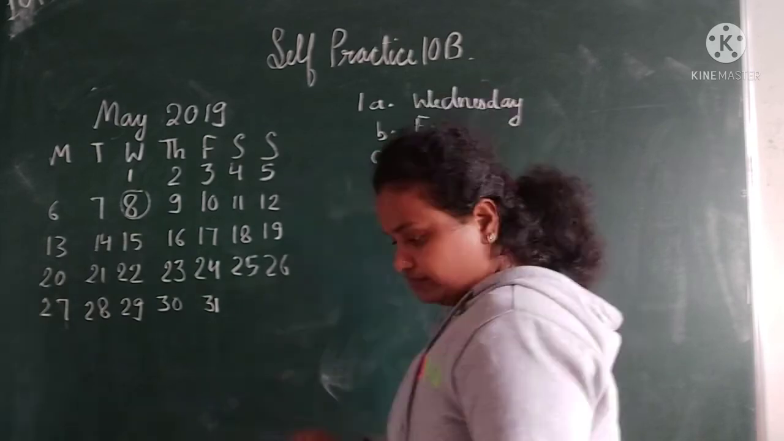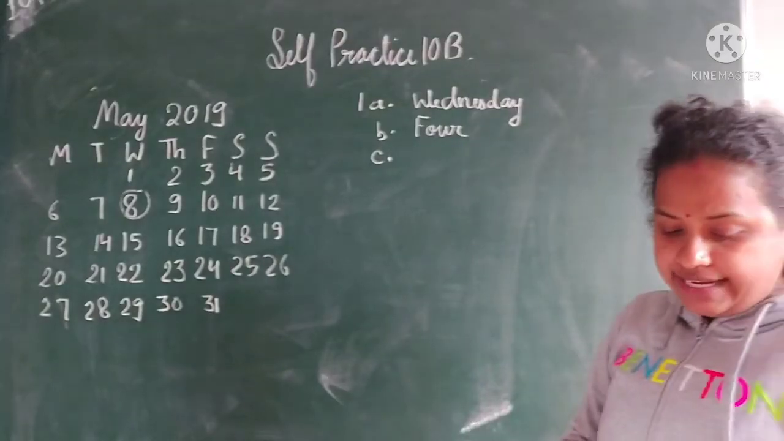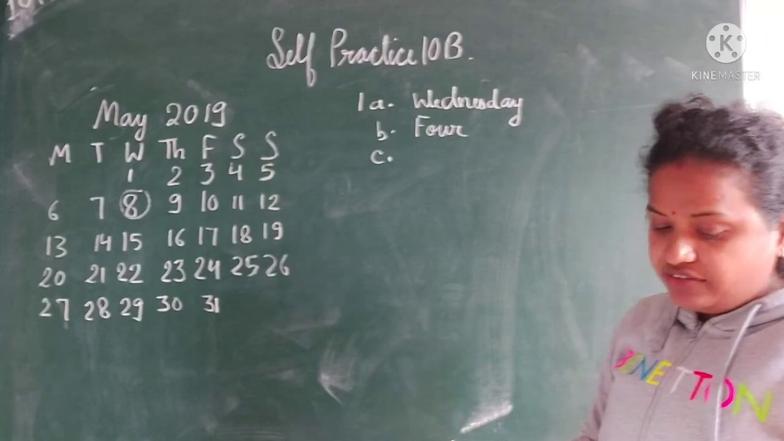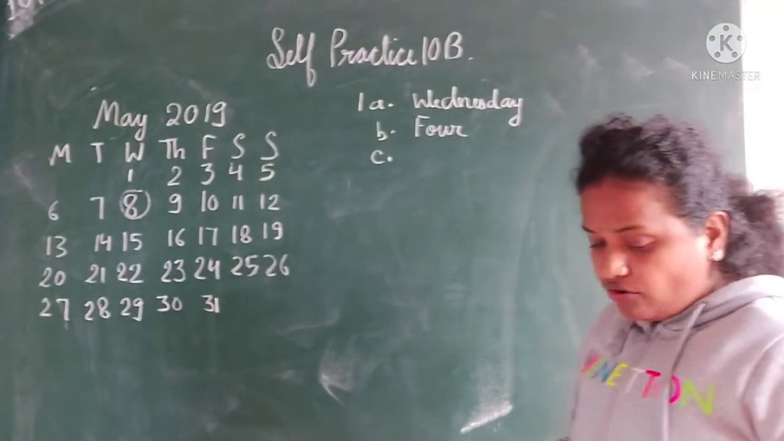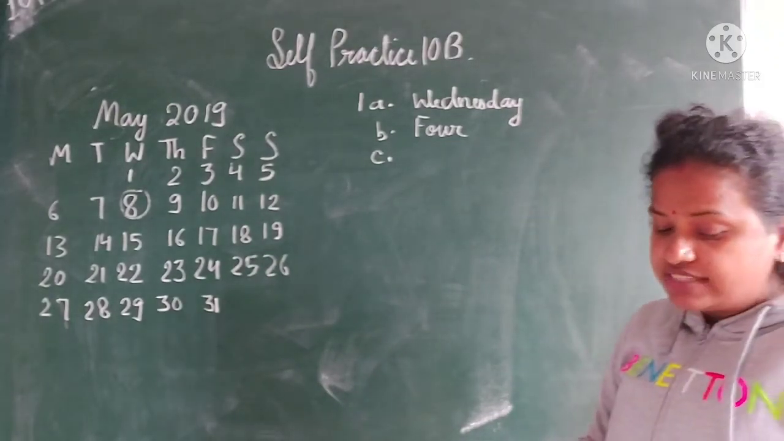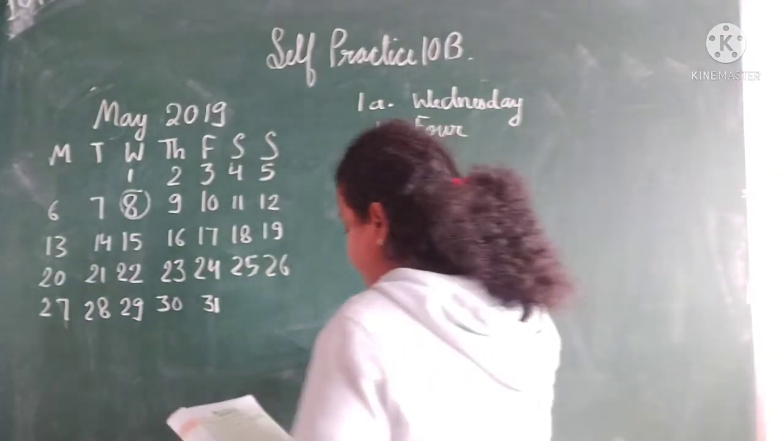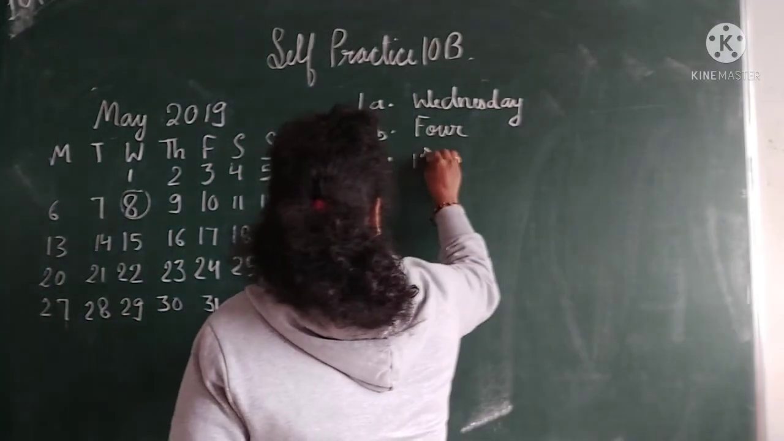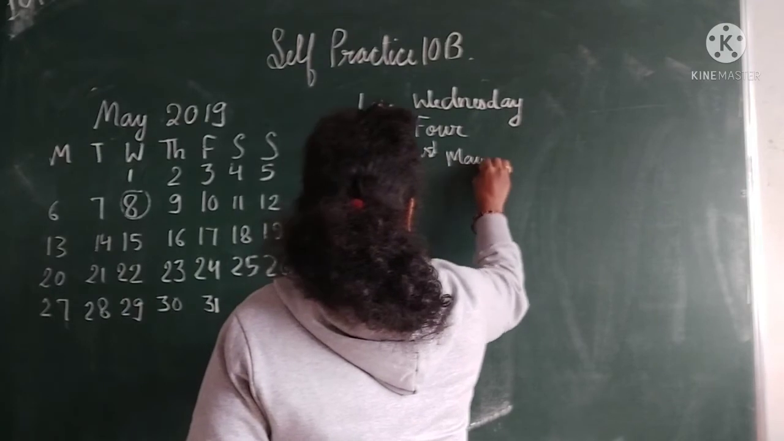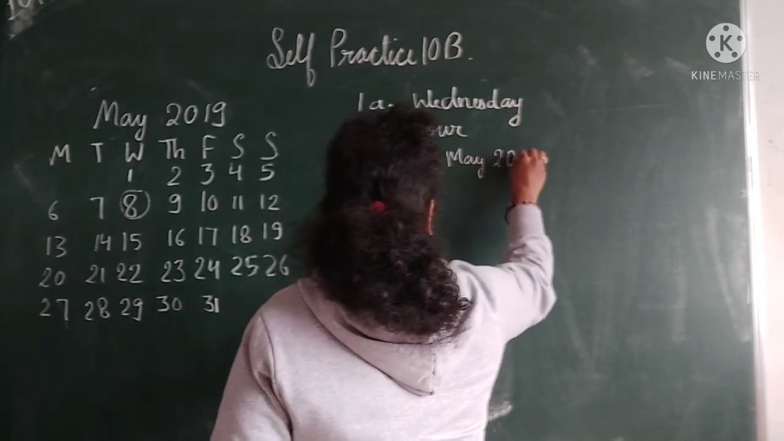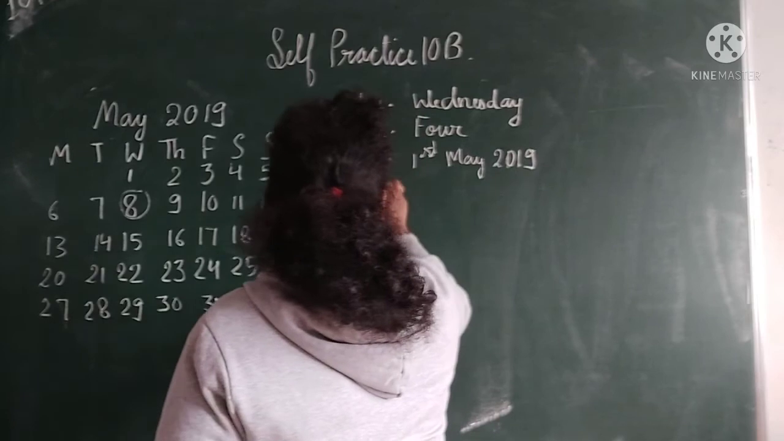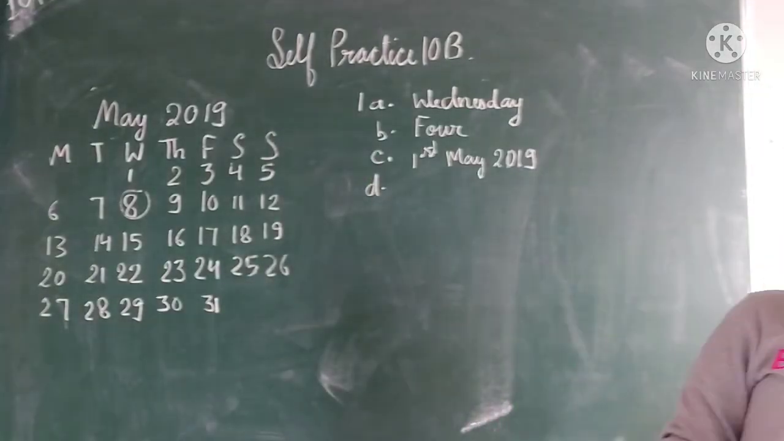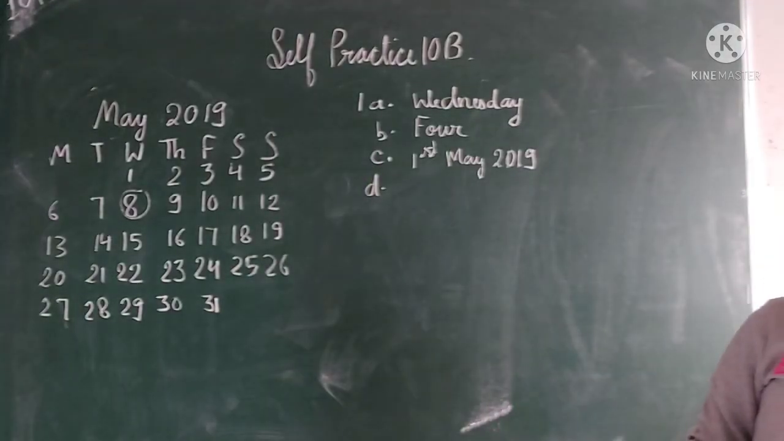Now C part. What is the date of first Wednesday? 1st May 2019. Okay? Write the date 11 days after May 7.